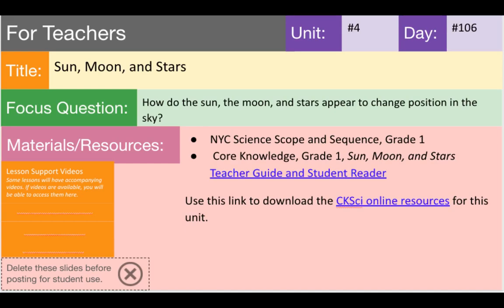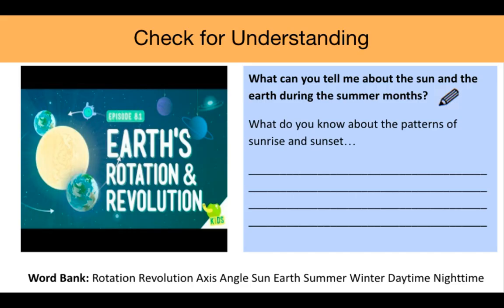I'm going to focus today on Unit 4, Day 106 for Grade 1, the Sun, Moon, and Stars. Focus question: how did the sun, the moon, the stars appear to change position in the sky? I'm focusing also on the slide, Check for Understanding, which is at the end of the lesson. So the Check for Understanding question is in the blue box, and the students are directed to type or write an answer in the blue box where they see the pencil icon, which is right here.